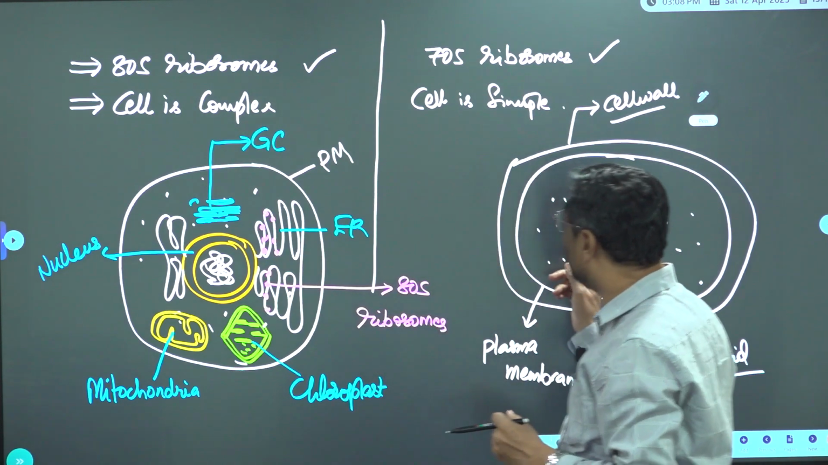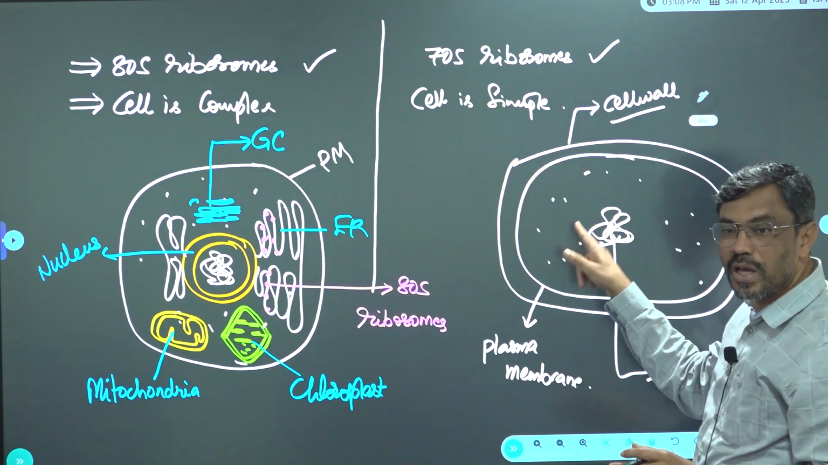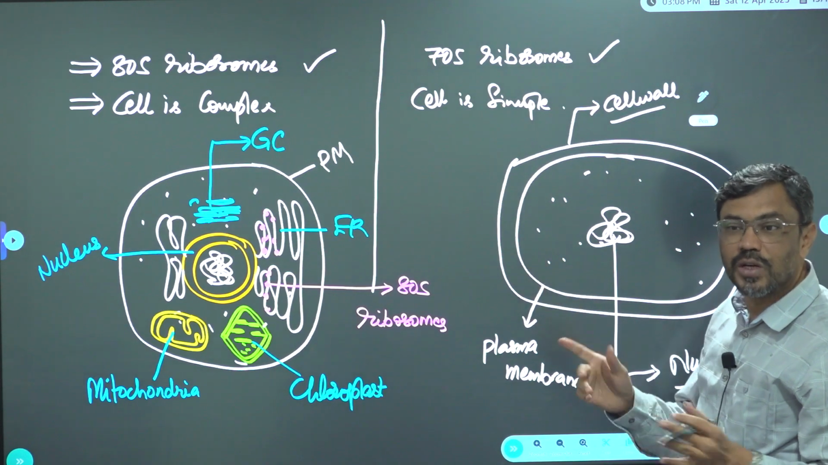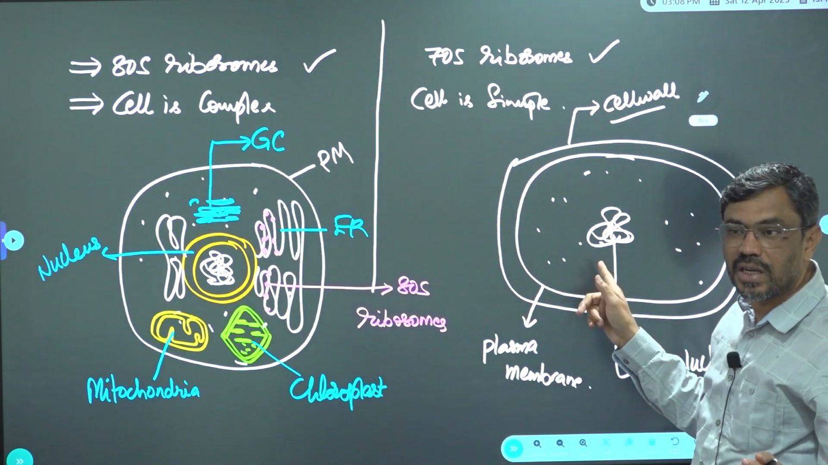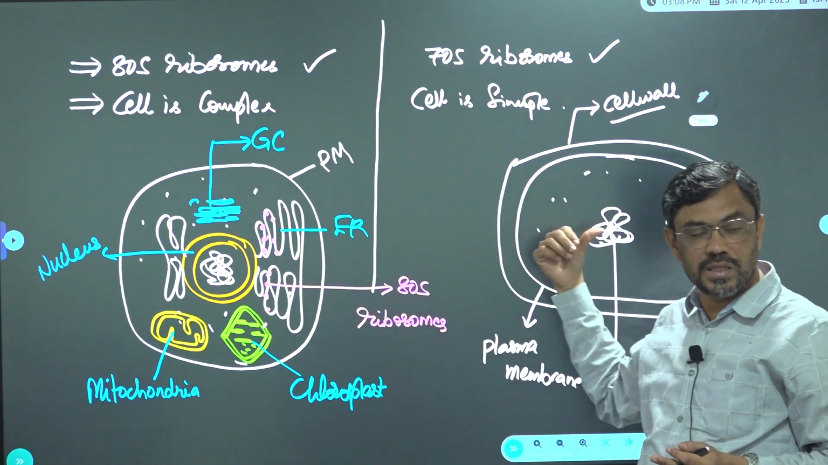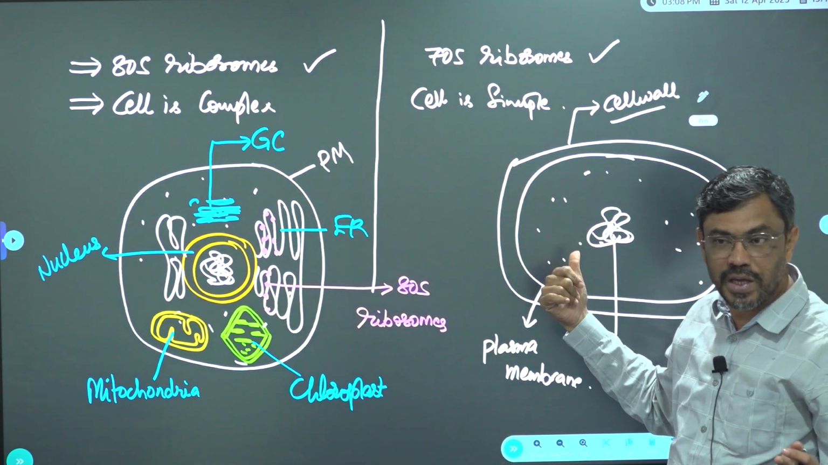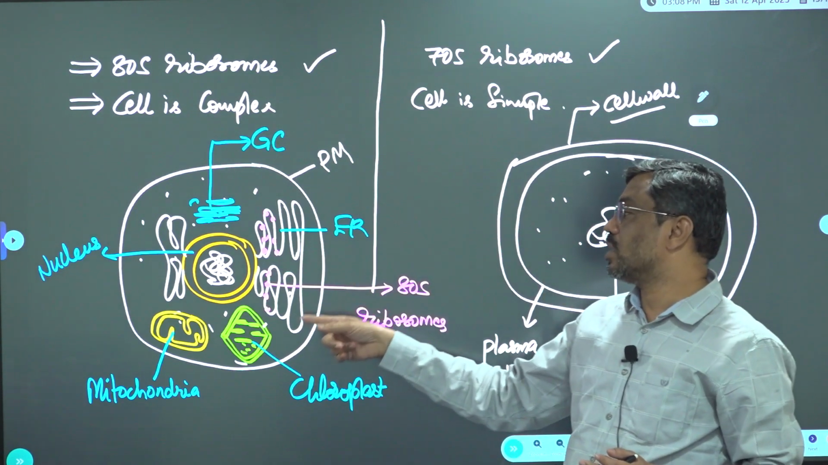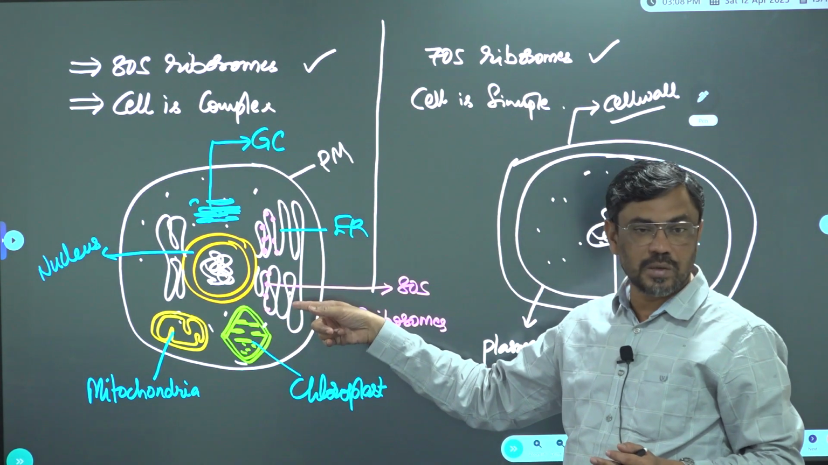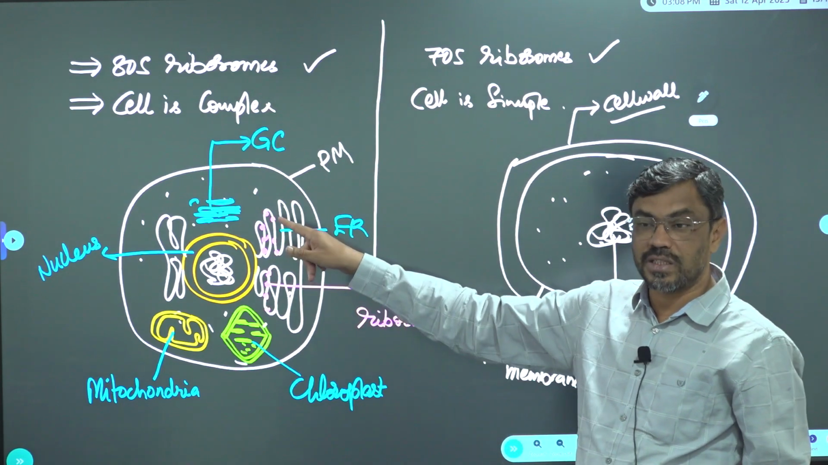But here, all these structures are absent. First thing, the nuclear membrane is absent. So the nucleus is naked. It is not well organized. There it is compartmentalized and well organized. Here the nuclear membranes are absent, so it is very primitive. Right. And the other structures like mitochondria, chloroplast, endoplasmic reticulum, all these structures are absent here. Very simple, whereas the eukaryotic cell looks very complex.